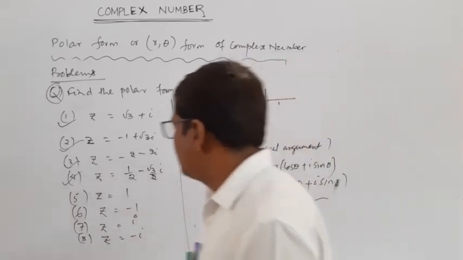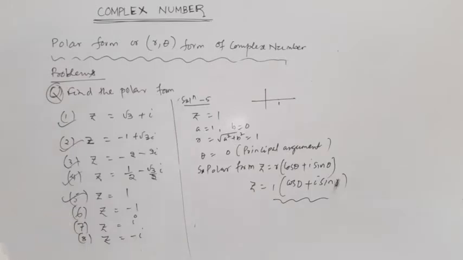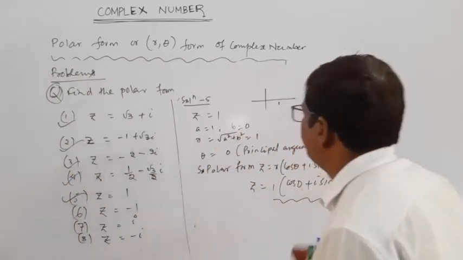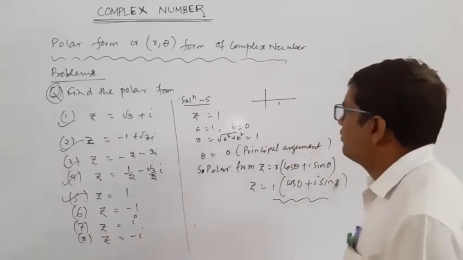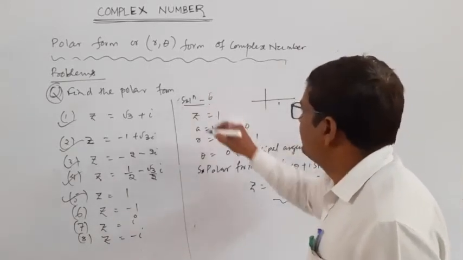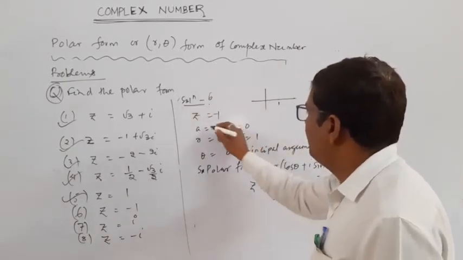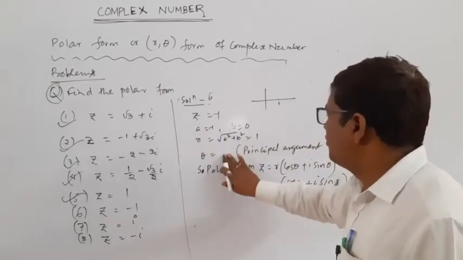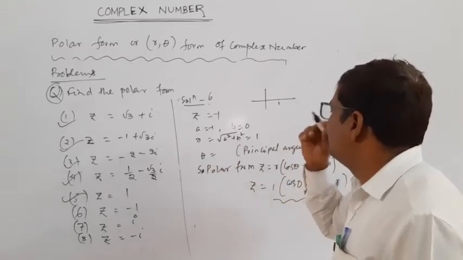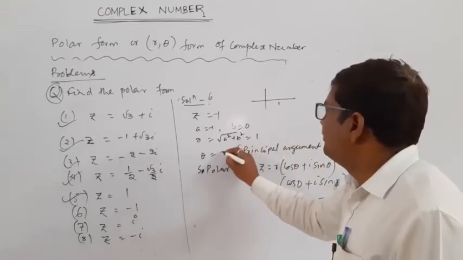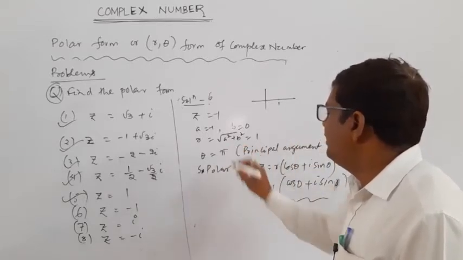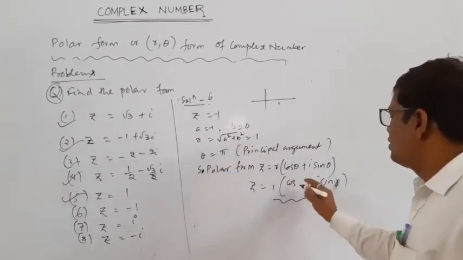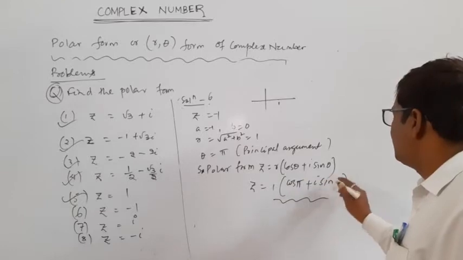Now question number 5 is completed, and now question number 6. Question number 6 is z is equal to minus 1. Now the solution of question number 6. z is equal to minus 1, a equal to minus 1, b equal to 0, and the principal argument theta is equal to pi, and the solution is cos pi plus i sin pi.